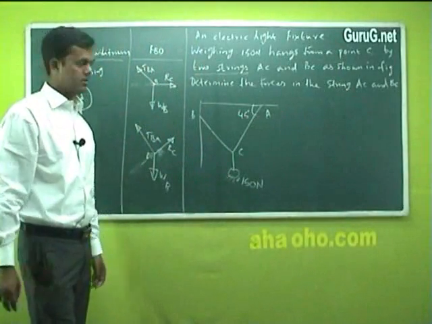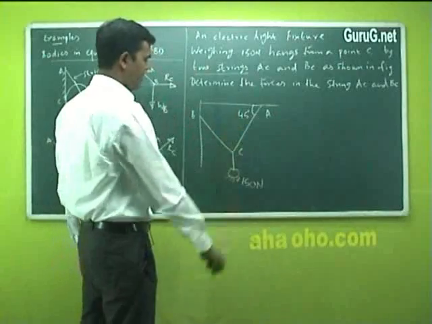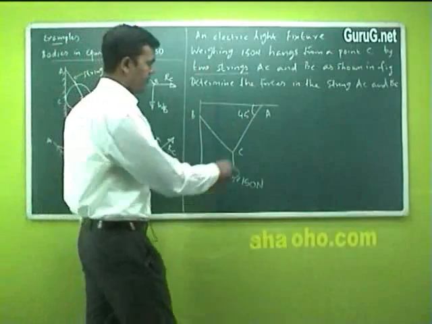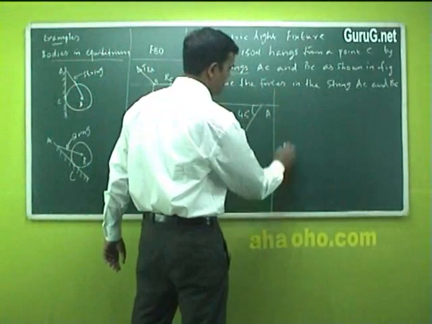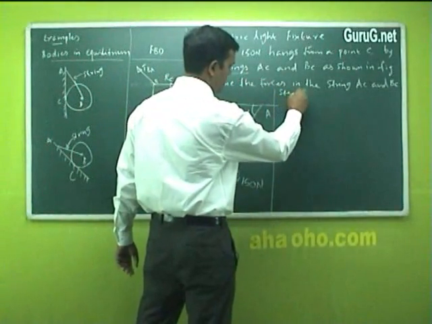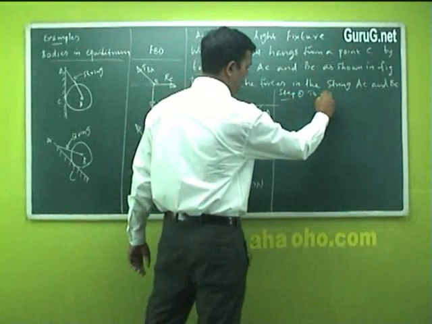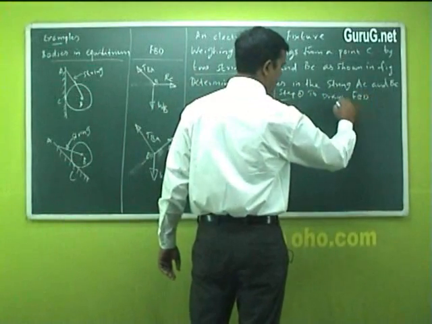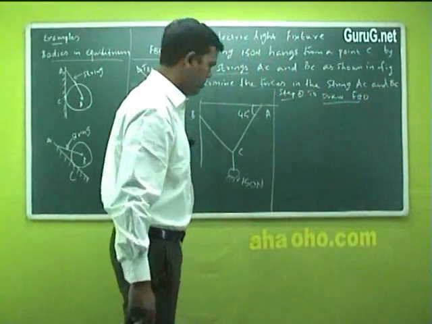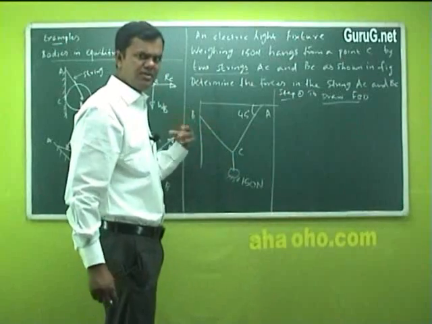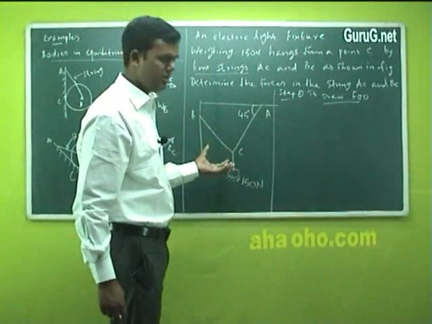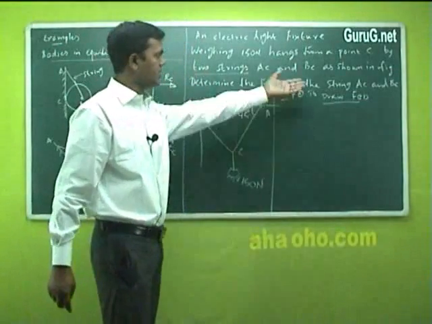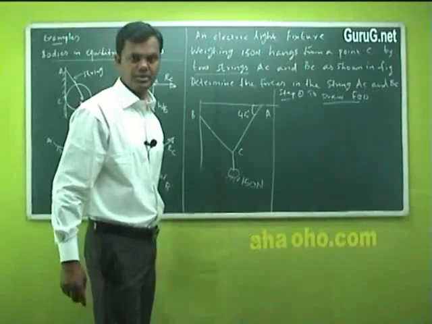That is the question. Now what to do? Only one angle of 45 degrees has been given. The remaining we have to find out. How do you find out? First step. Step 1, draw the FBD, free body diagram. How do you draw it? For this point C, we are concerned about point C only. We are bothered about point C. At point C, what are all the forces involved? For that you find an answer, you get the forces in strings AC and BC.